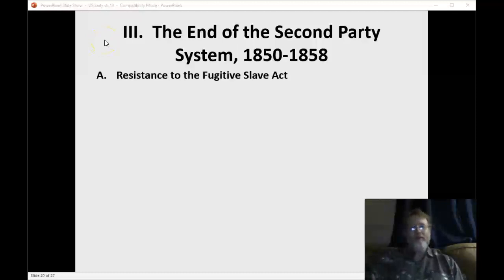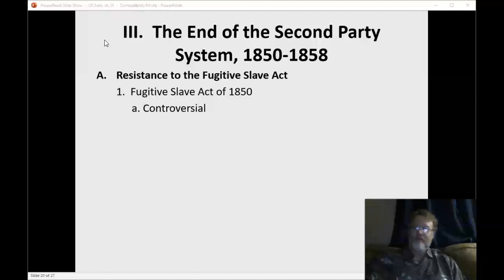All right, and what really begins to tear apart and end the second party system is the Fugitive Slave Act. The Fugitive Slave Act is the absolute most controversial part of the Compromise of 1850. You either hate it or love it. There is really no middle ground on this. This pretty much holds the Union together for the next 10 years. Had this act not been enacted by Congress, secession would have probably happened in the 50s.